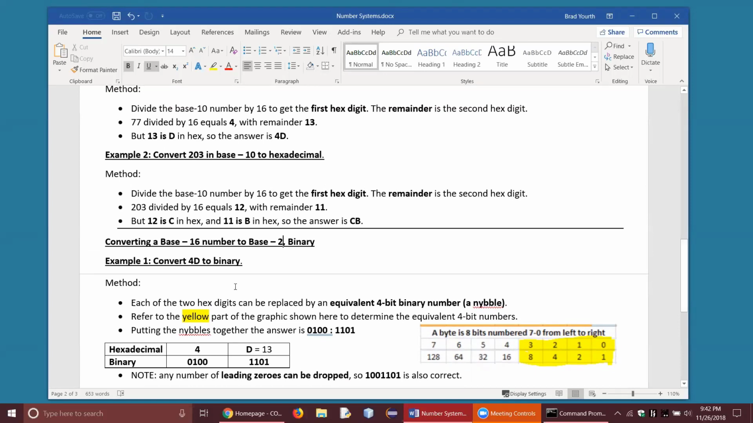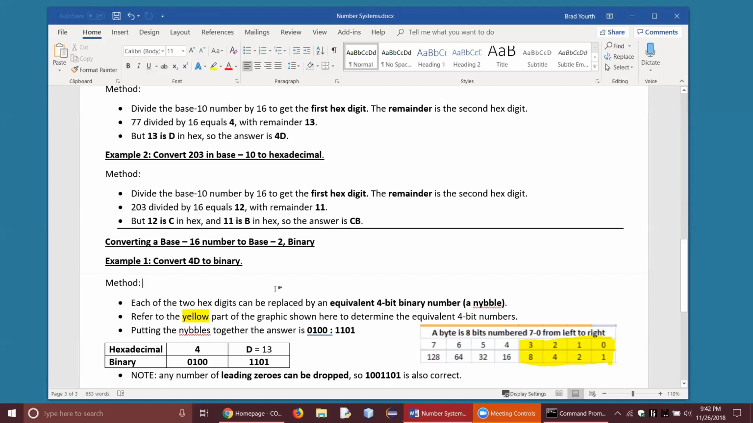Here's what we want to do. Here's the principle. Each of the 2 hex digits can be replaced by a 4-bit binary number. A 4-bit binary number, we call that a nibble, spelled with the Y, because a byte is spelled B-Y-T-E. You don't often see that word, but in some books you'll see that.